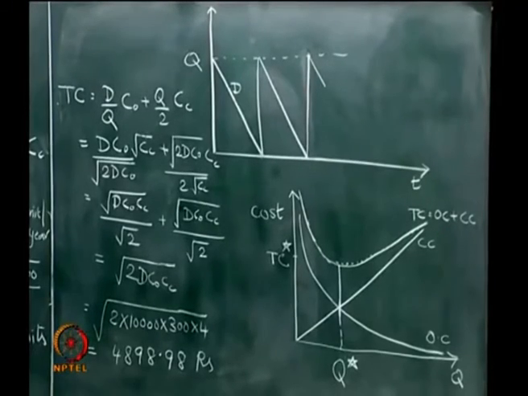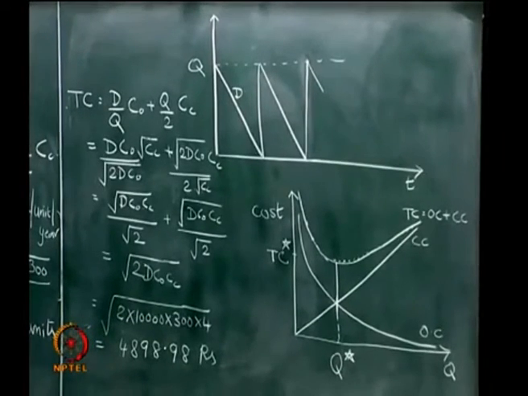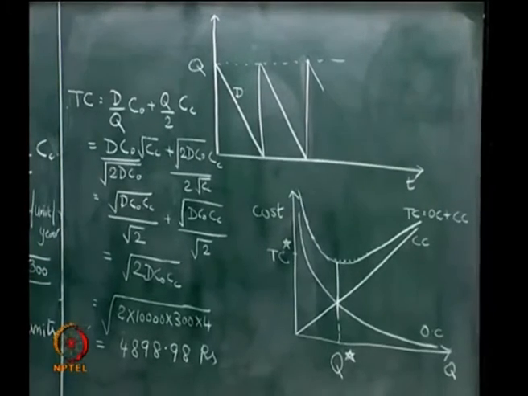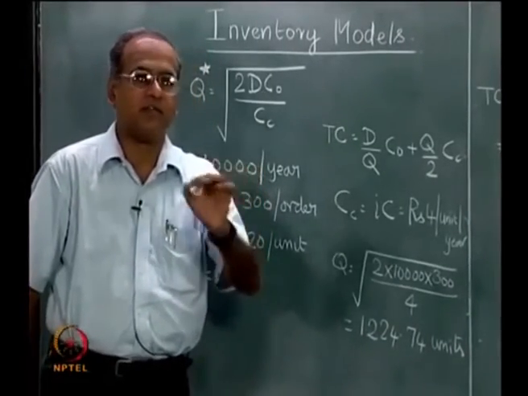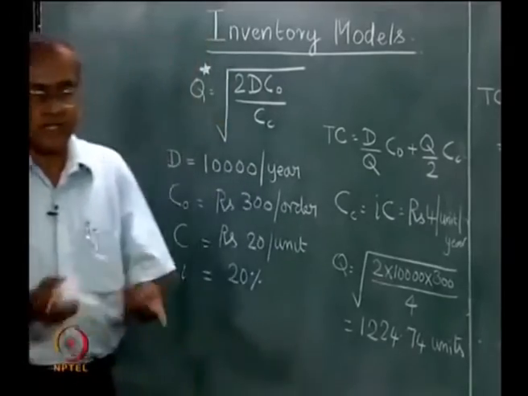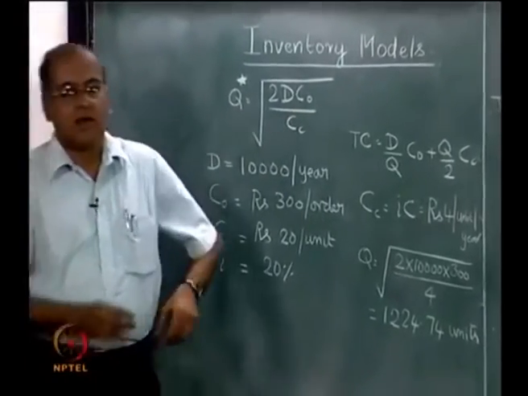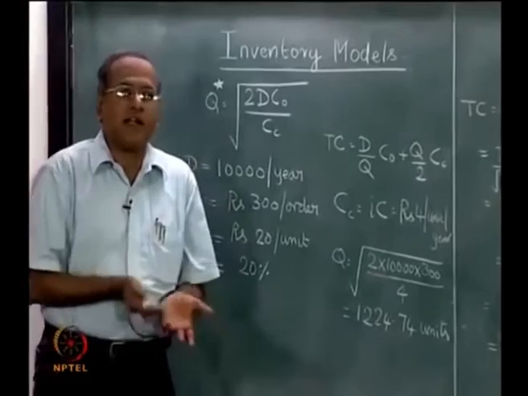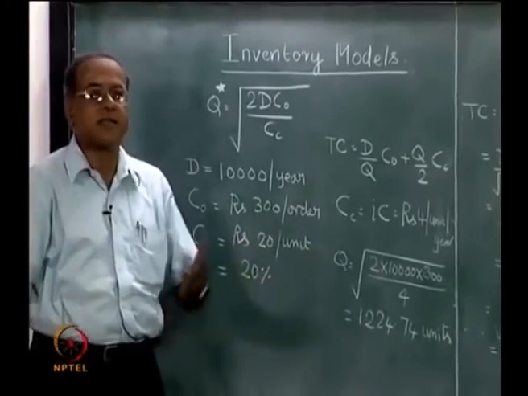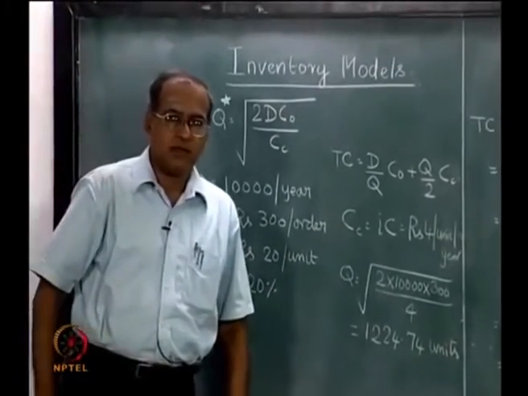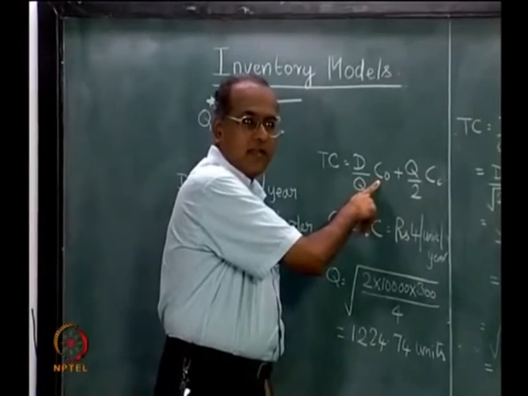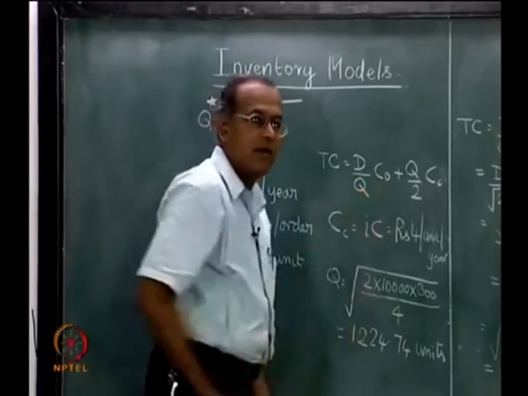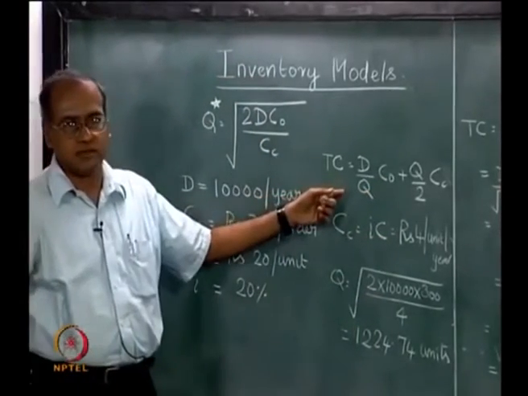Now, let us try and answer a few simple questions. When we did this calculation, we found that the economic order quantity is 1224.74. So, the first question that we would ask is, are we justified in treating this q order quantity as a continuous variable? When we differentiated this and set the first derivative to 0 to find the minimum, we assumed that q is continuous.